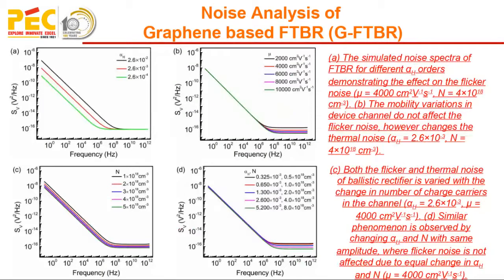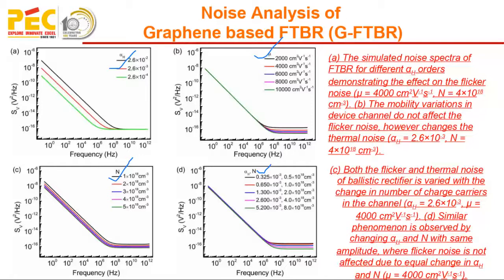So next, the noise response of the device has been measured for different values of the Hooge constant and different values of the mobility. This is the Hooge constant, this is the mobility, this is the number of charge carriers. And here we are going to change the alpha n, that is the Hooge constant, as well as the number of charge carriers at the same time.